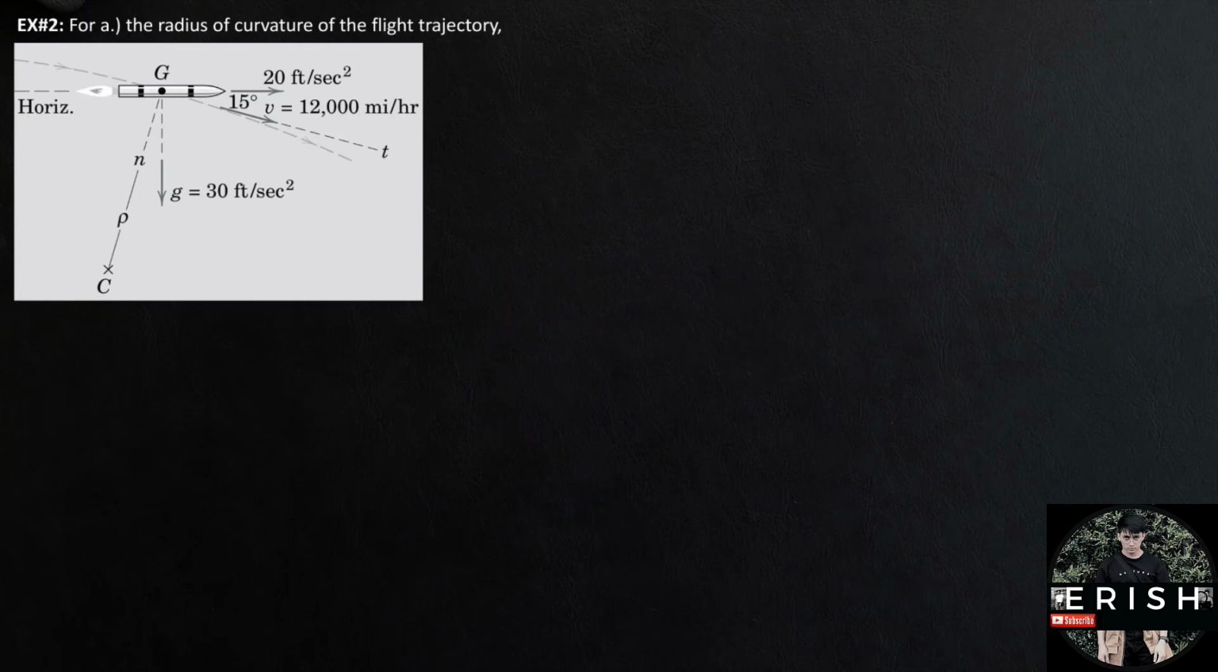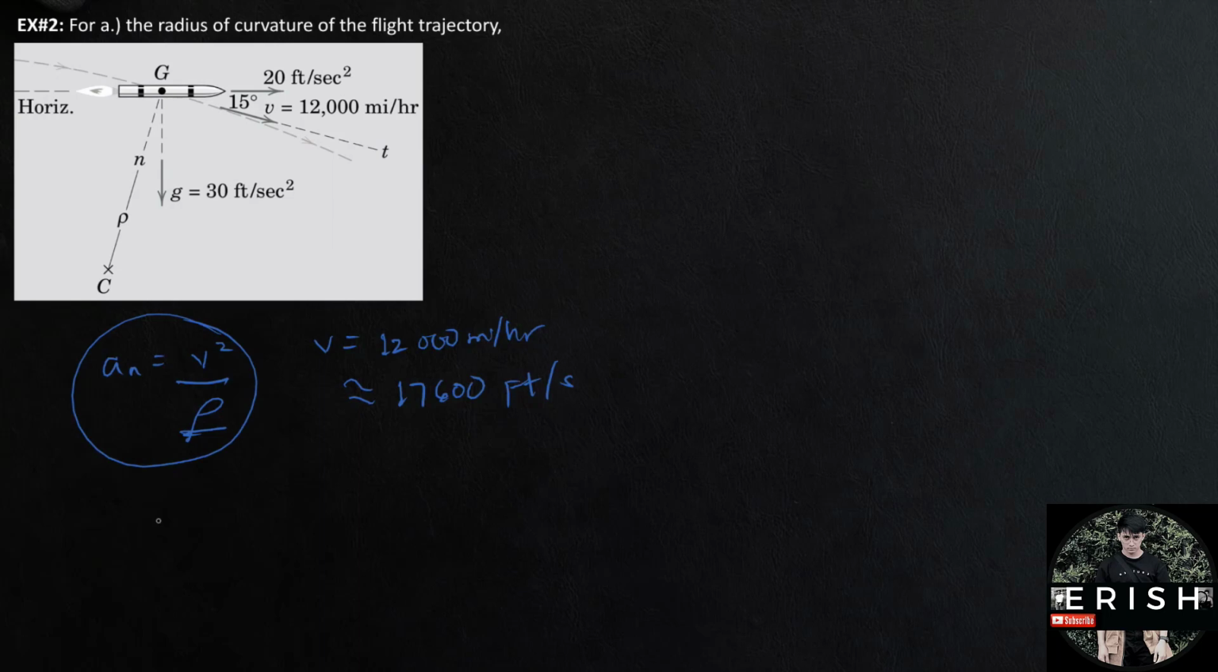For letter A, the radius of curvature of the flight trajectory. We have a formula for that. AN is equal to V square over rho. Na-solve na natin kanina sa previous page yung normal acceleration, which is yung 23.8 feet per second square. And we have already given the velocity ng ating rocket na 12,000 miles per hour. But we should first convert yung ating magnitude ng velocity para mag-fit sa equation. And by converting, ang velocity natin initially is 12,000 miles per hour. Converting, this is equal to 17,600 feet per second.